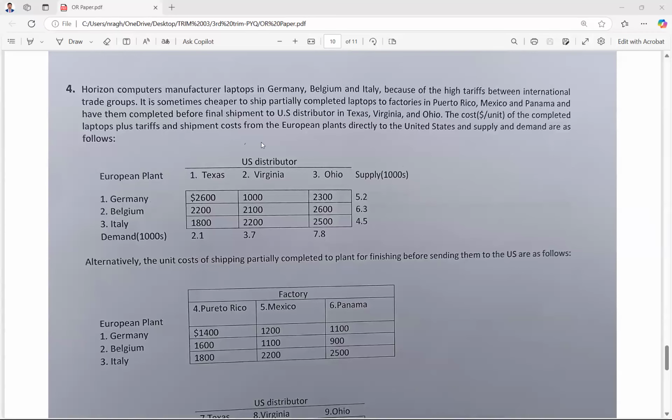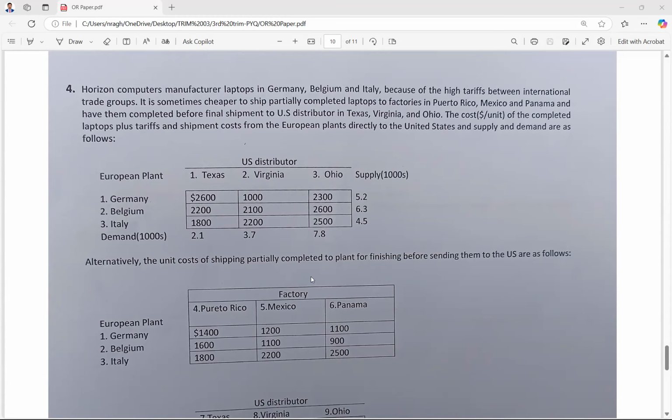Any doubt, anyone? Okay. So then you're sending them to South America and then finally to US. Before sending them to US, if the transshipment is followed, you are doing the remaining parts. That means they are partially completed. You're shipping partially completed ones to South America and then to US.